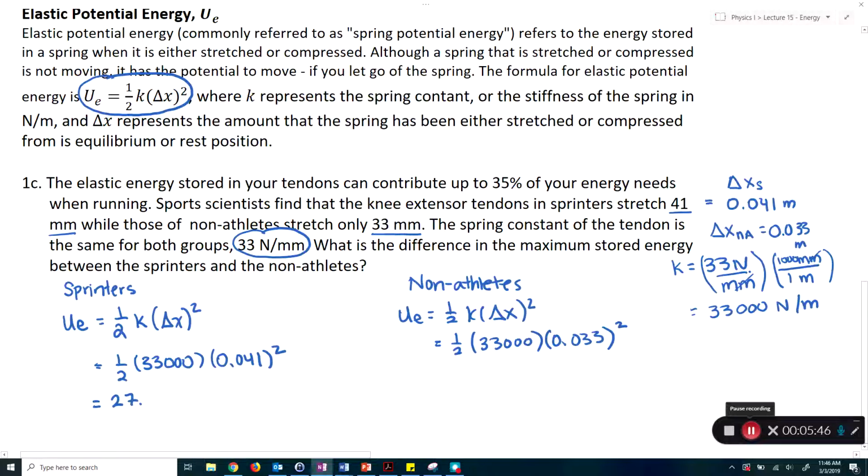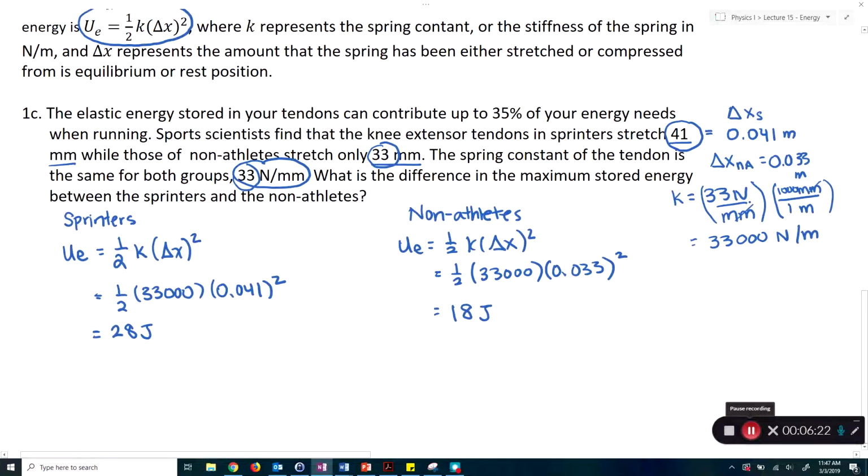27.7. Let's look at my significant figures. I have 41 millimeters here, 33 millimeters, 33 newtons per millimeter. So all of these are two significant figures. So I had 27.7. I'm going to round up to 28 joules. And then for my non-athletes, I'm going to type everything into my calculator. And I get 17.9685. So I'm going to round it to two significant figures. I get 18 joules.